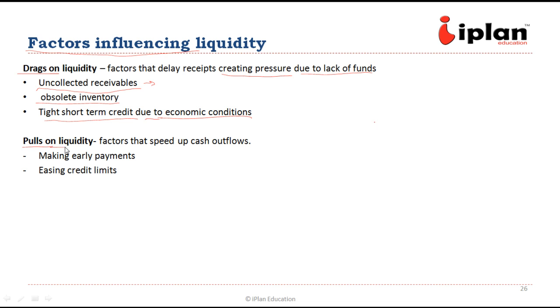The pulls on liquidity are the factors that speed up cash outflows. For example, if we have to make early payments or the credit limits are eased for our customers. So these factors come under pull on the liquidity. Let us move to the next slide.